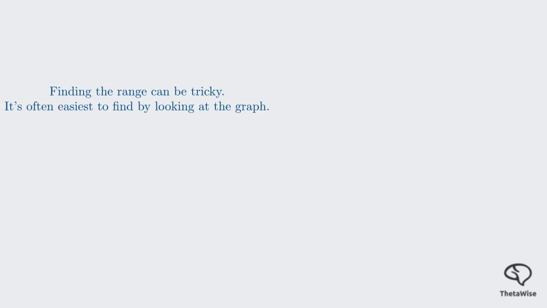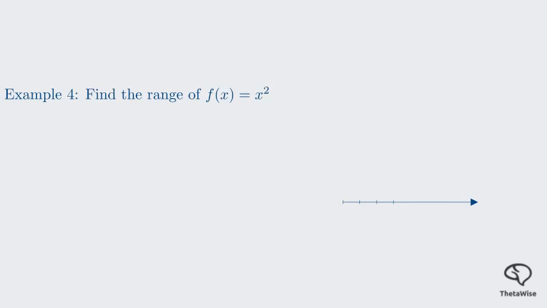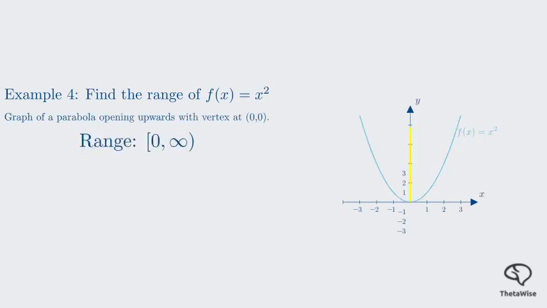The range is the set of all y values covered by the graph. For example, let's consider the function f of x equals x squared. The graph is a parabola that opens upwards, with its vertex at the origin. The lowest y value on the graph is 0, and it goes up forever, so the range is all non-negative numbers, or the interval from 0 to infinity.